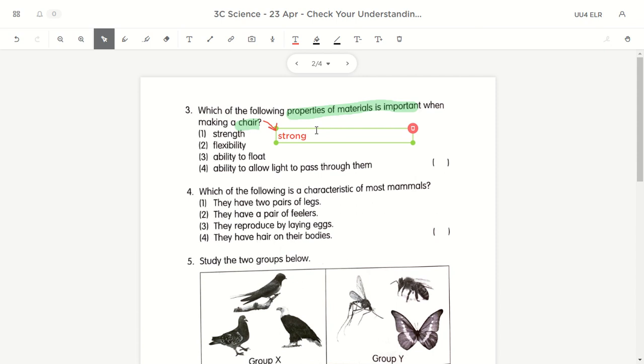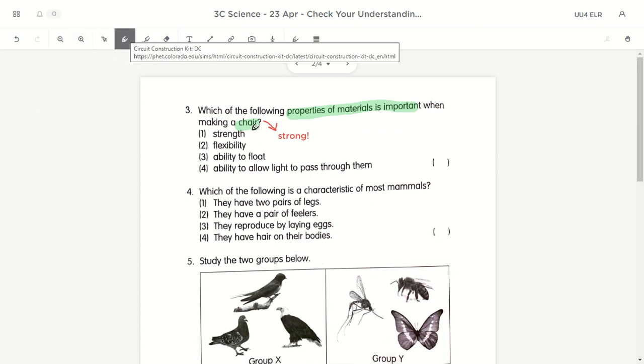So basically a chair must be strong. Okay, must be able to withstand your weight. So when you sit on it, it won't collapse. So the most important thing for a chair is that it must be strong. So the material I choose must be strong. So strong comes from the property of strength. It's not about flexibility. I don't need the chair to float. I don't need the chair to allow light to pass through. So the most important thing for a chair is being strong, and this has to do with the property of strength. So answer is 1.